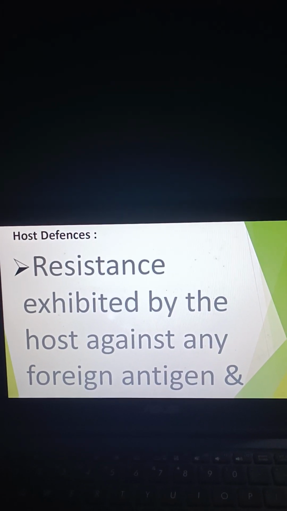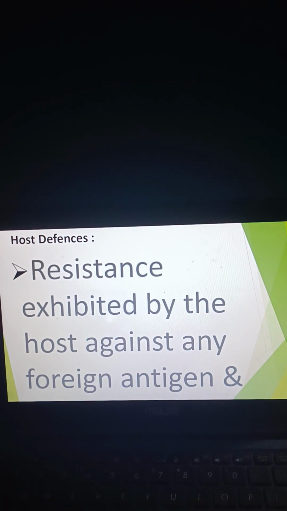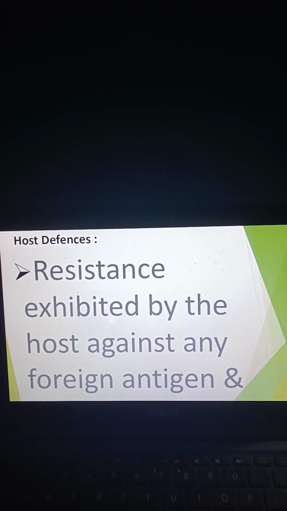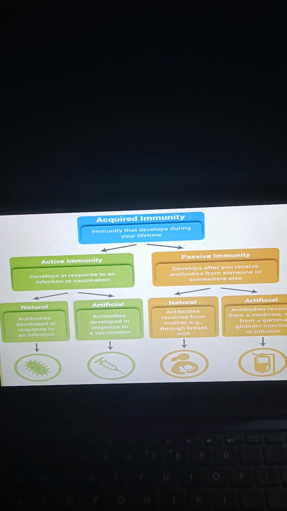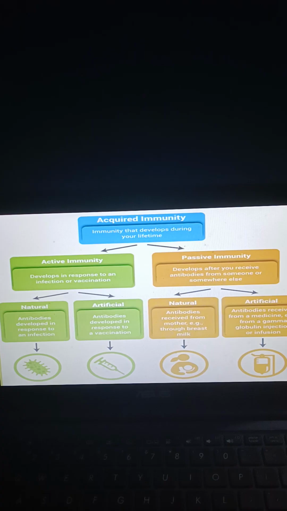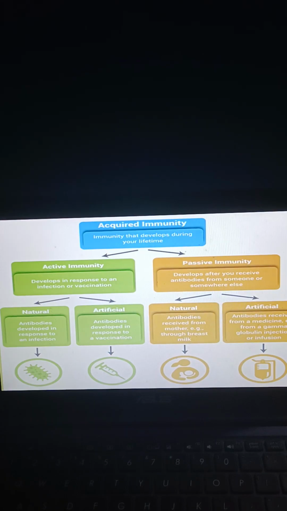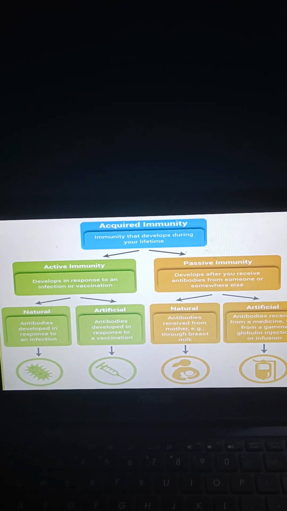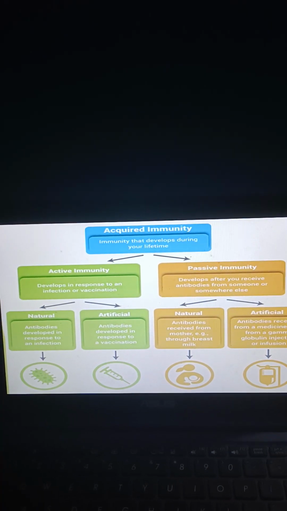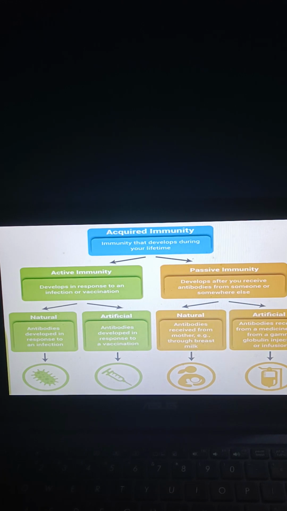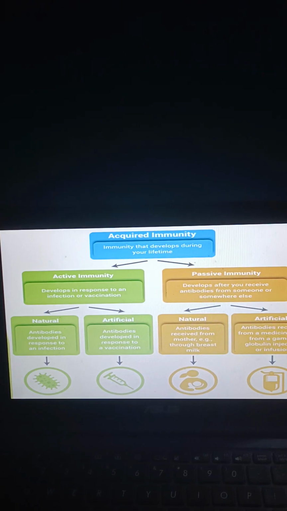Then host defenses: resistance exhibited by the host against any foreign antigen. And then what is acquired immunity? Acquired immunity is that which develops during your lifetime. It can be active immunity and passive immunity. Active immunity develops in response to an infection or vaccination. And active immunity can be further divided into natural and artificial. Natural means antibodies developed in response to an infection, and artificial means antibodies developed in response to a vaccination.